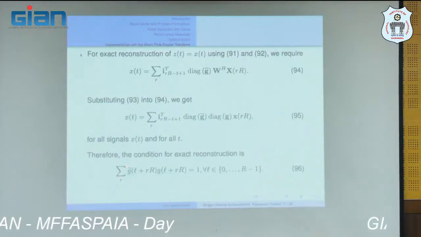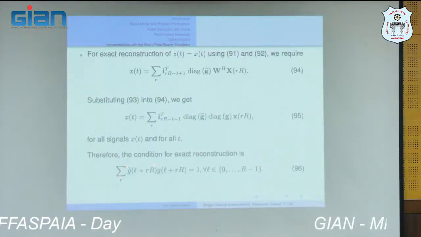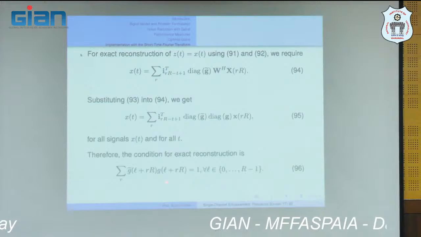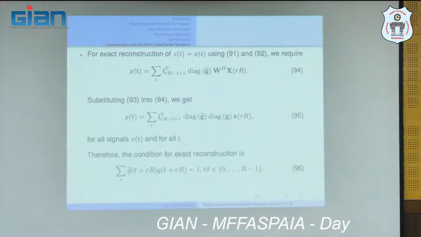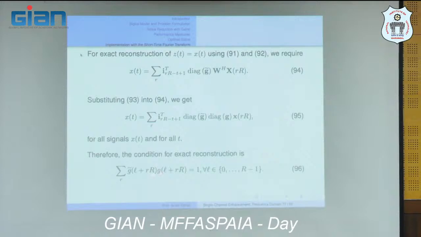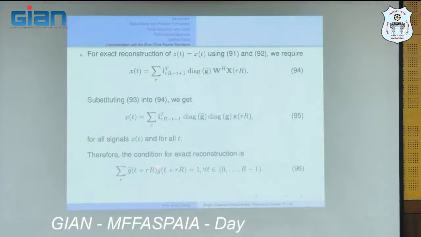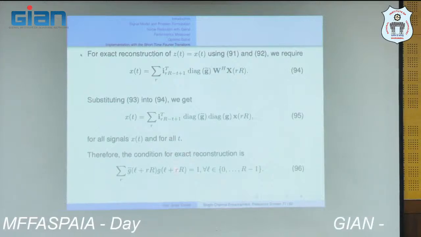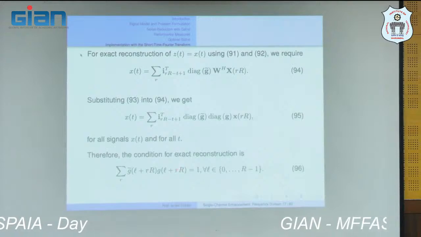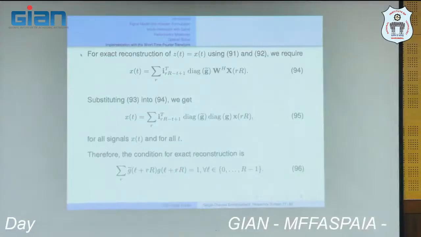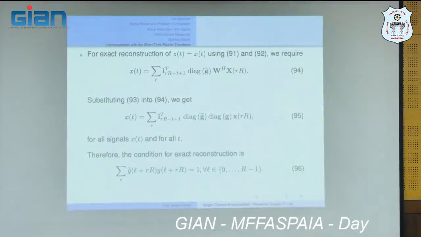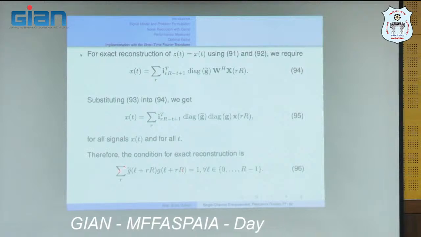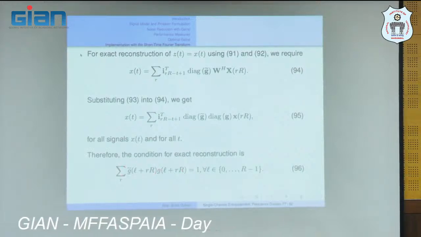So you see, it depends on what we chose for the analysis window, the G, and what is L, because L comes from here, the window G, its length is L. And then we have another parameter R, which is how much we jump or move from one window to the next window. So all this determines what will be the synthesis window.